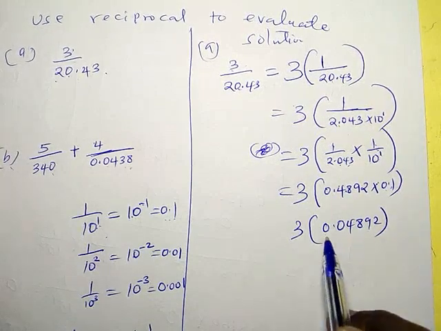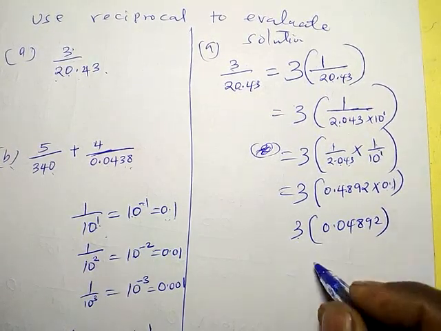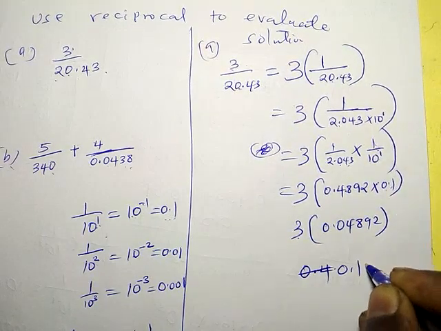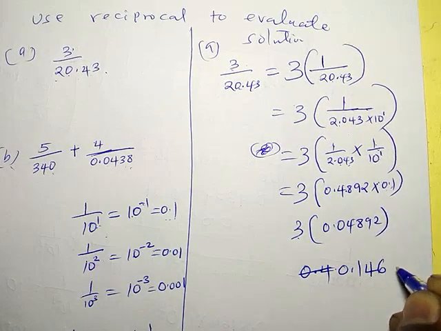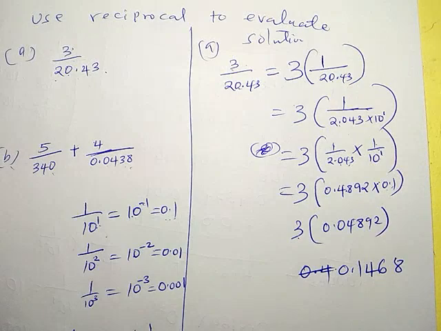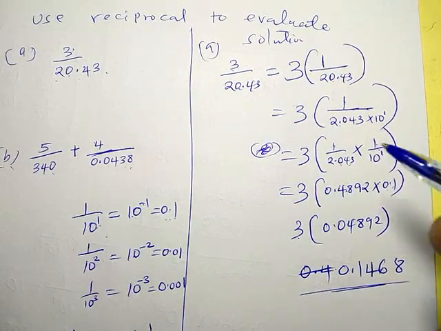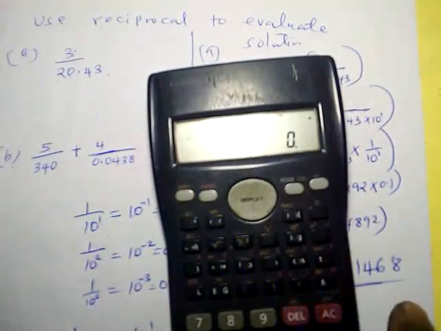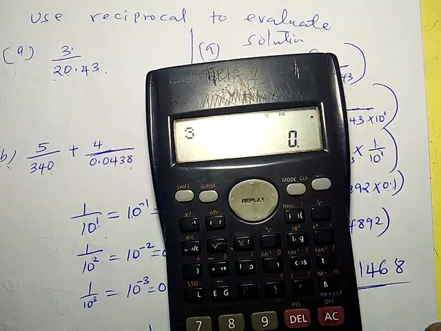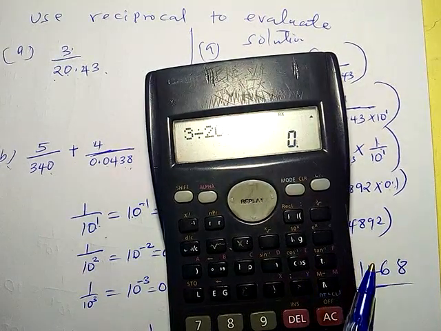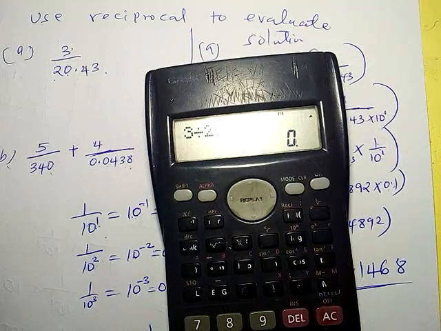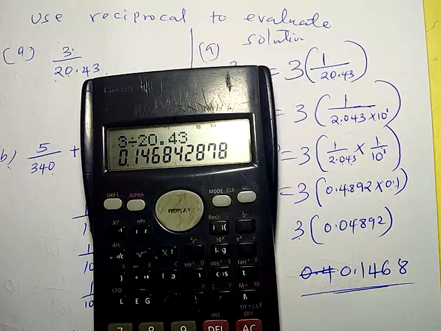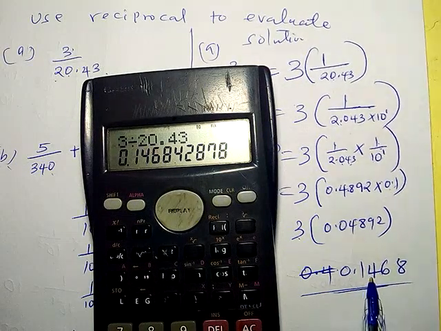0.04892. And then multiply this times this, which will give you 0.1468. When you multiply that, it will give you this, and that is the reciprocal, or that is the value obtained when, even if you use a calculator directly, you can use your calculator directly. That is 3 divided by 20.43, right? So the answer should be 0.1468, the one we have obtained here.